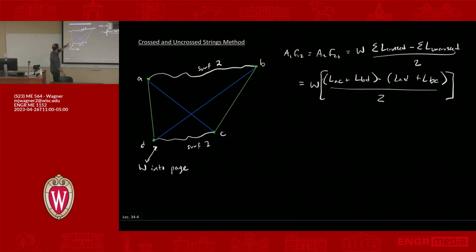So this is saying if I just compute the actual distance in space between points A and C, B and D, AD and BC, I know those lengths, I can compute the view factor, okay, regardless of the shape of the surface.